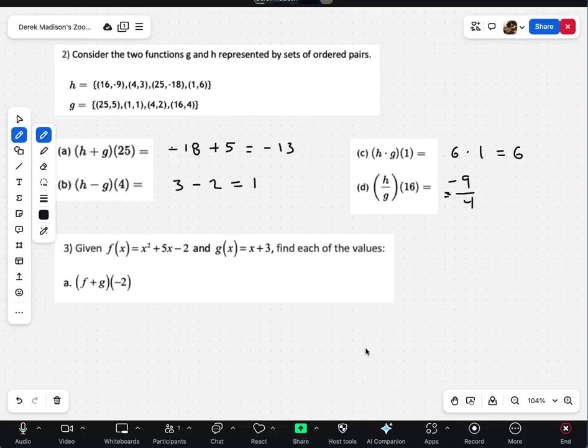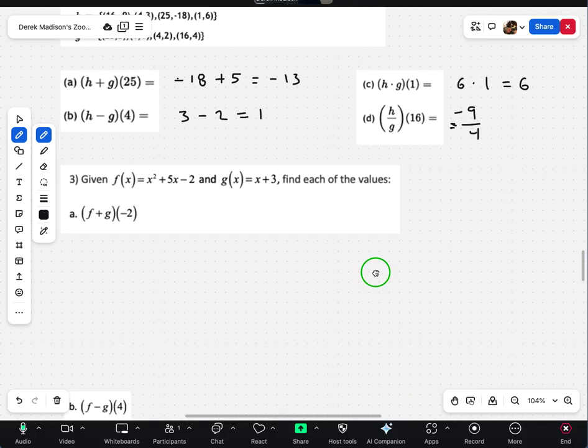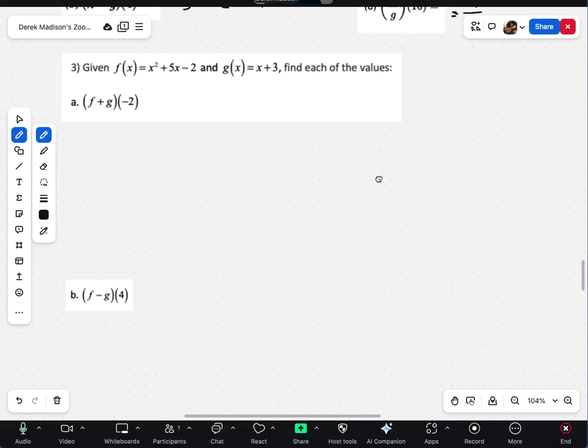So pretty straightforward. This next round will be the same idea, but now we're given functions that we have to actually plug into. And here's where we kind of have a choice. F plus g of negative 2. So remember that means the same thing as f of negative 2 plus g of negative 2.